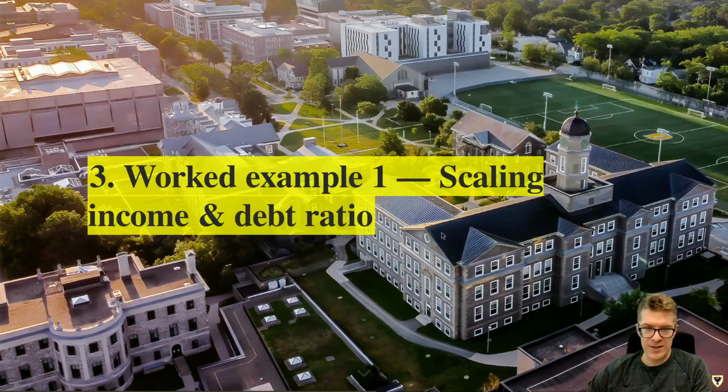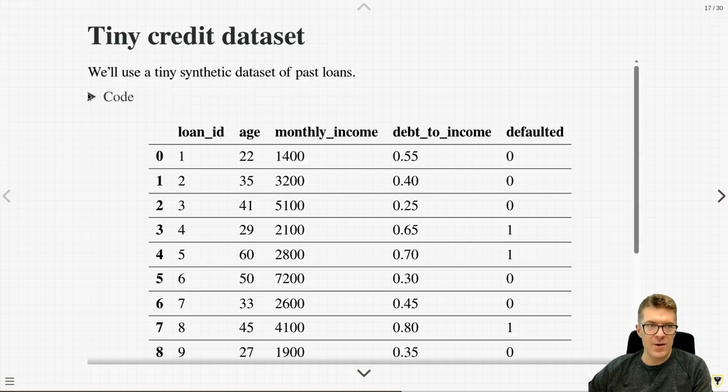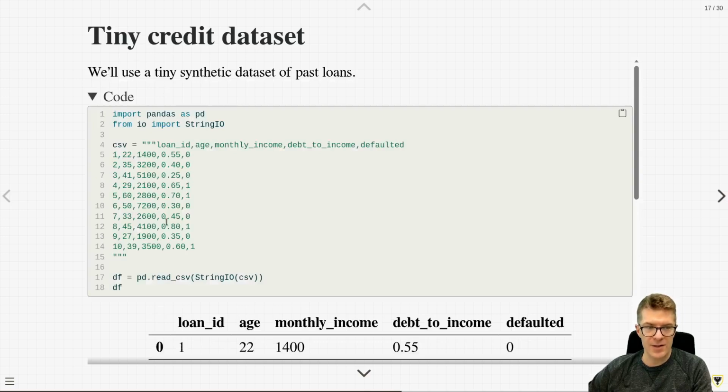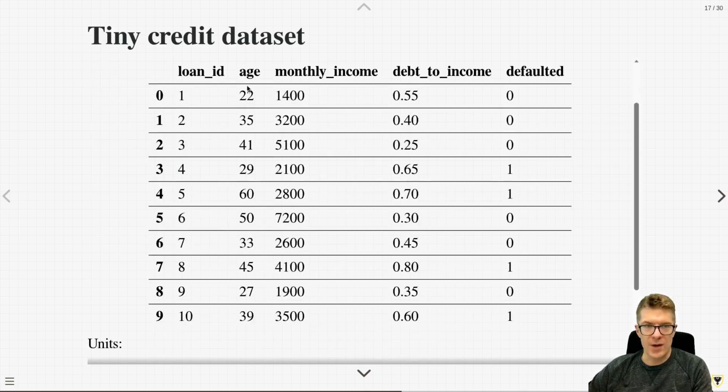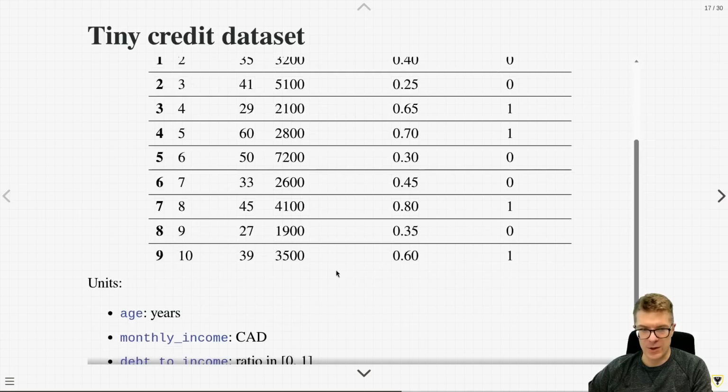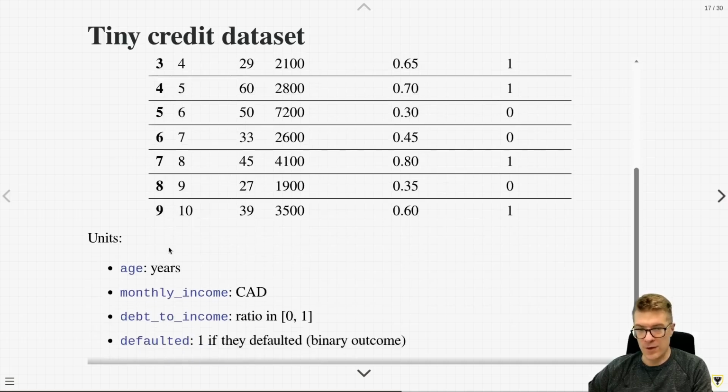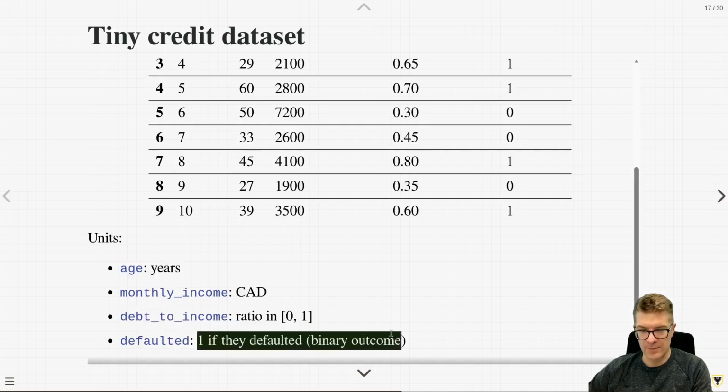So let's go through an example. We have our tiny credit data set. Again, this is a fictional data set defined here and shown here. We have loan ID, ages, monthly incomes, debt to income, and whether or not they've defaulted. We talked about this data set earlier. We have units in years, Canadian dollars, a ratio from 0 to 1, and binary.